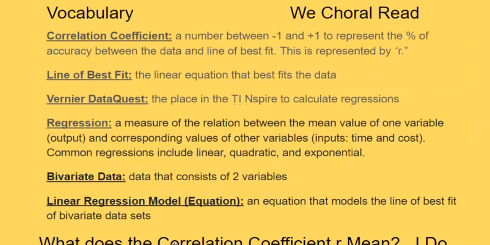Become familiar with this vocabulary from this section. Correlation coefficient, a number between -1 and +1 to represent the percentage of accuracy between the data and the line of best fit. This is represented by R. Line of best fit, the linear equation that best fits the data. Vernier Data Quest, the place of the TI Inspire to calculate regressions. Regression, a measure of the relation between the mean value of one variable, output, and the corresponding values of other variables, inputs, such as time and cost.